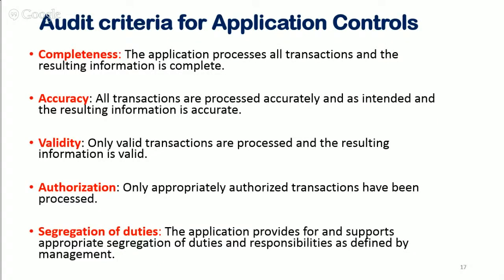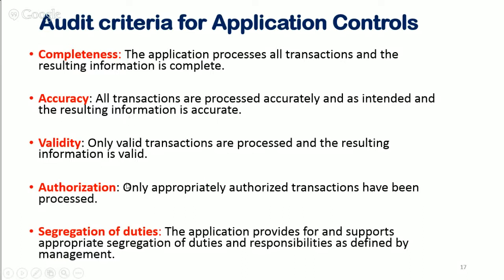Now, this is a sample criteria which you can use for auditing application controls. When you're auditing application controls, what are the criteria we need to evaluate is the completeness of the data. So here we check whether the application processes all the transactions and the resulting information is complete. Second, we have to check for accuracy. So here we're looking at whether all the transactions are processed accurately and as intended, and the resulting information is accurate. Third, we check for validity.